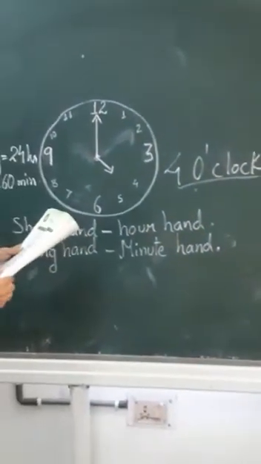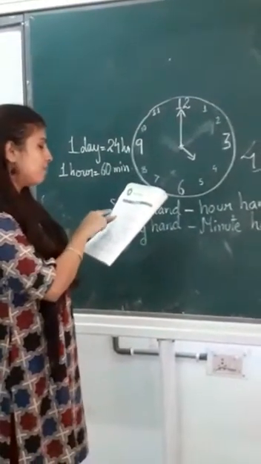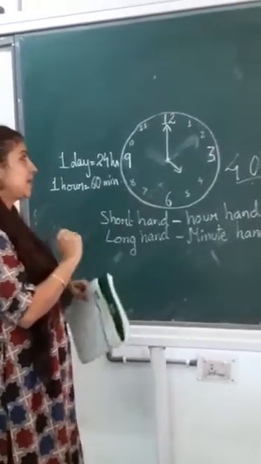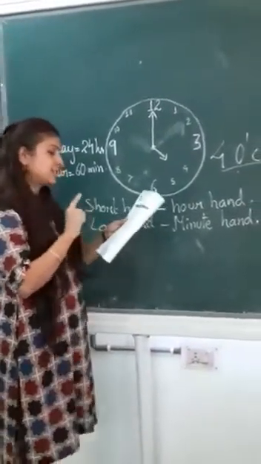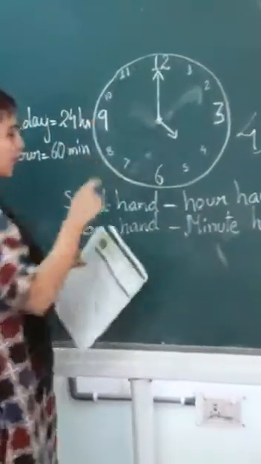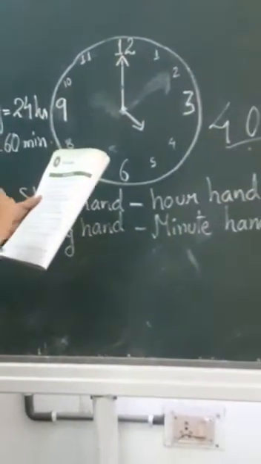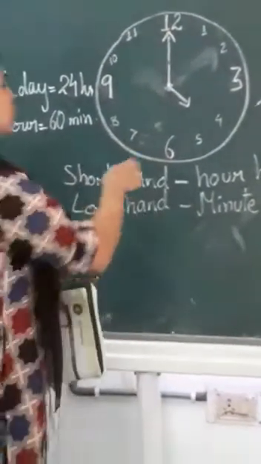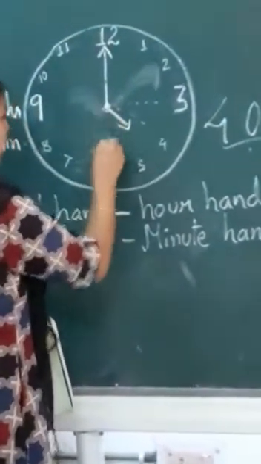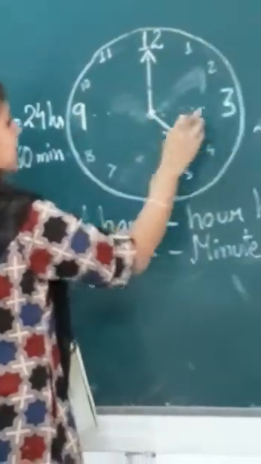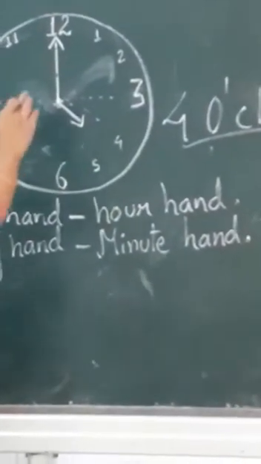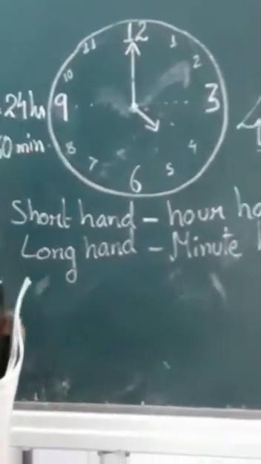Alright. Now, number 4. How much time does the minute hand take to move from 3 to 9? Now, how much time does the minute hand, this long one, take to move from 3 to 9? So, the minute hand is moving from 3 to 9. So how much time will it take? Now this minute hand represents minutes.